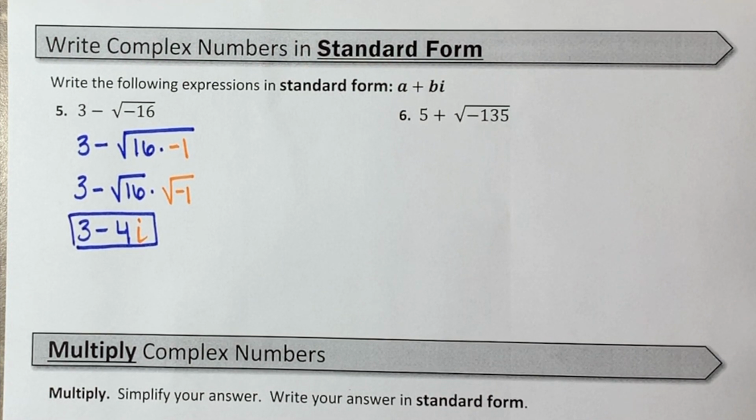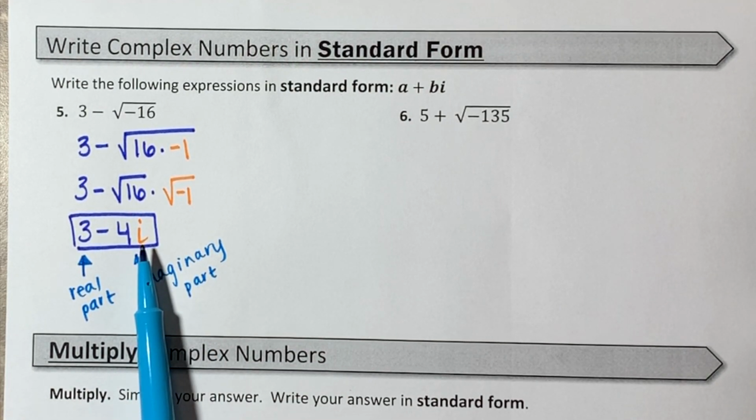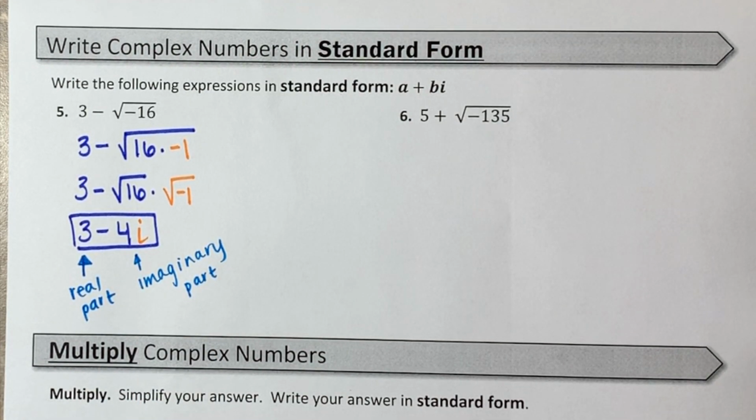Let's just double check that we've written it in standard form. For standard form, we always put the real part first, and we've done that here, and then we always put the imaginary part second. And for the imaginary part, we have the coefficient first and the i last. So this is written successfully in standard form. Let's try the next problem together.